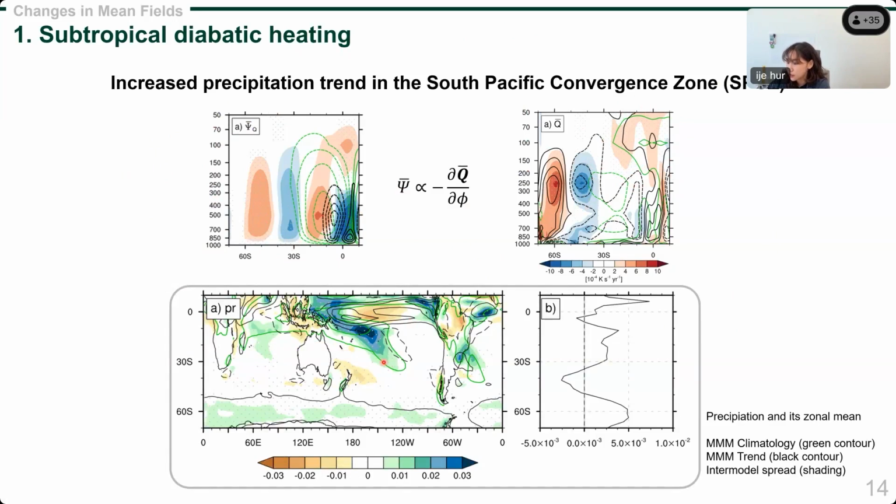This is about the intermodal difference of the precipitation trend, and it implies the overexpanded models tend to simulate more precipitation in the SPCZ region.